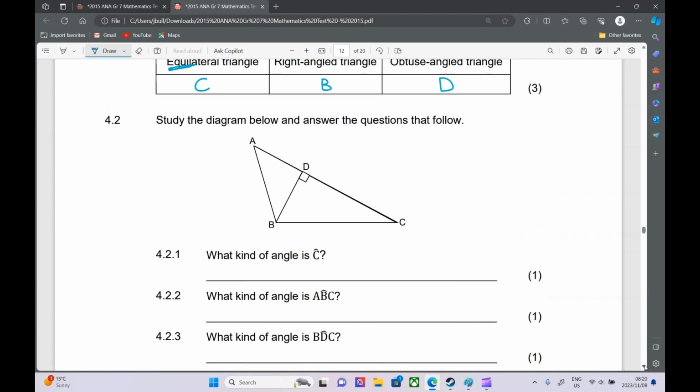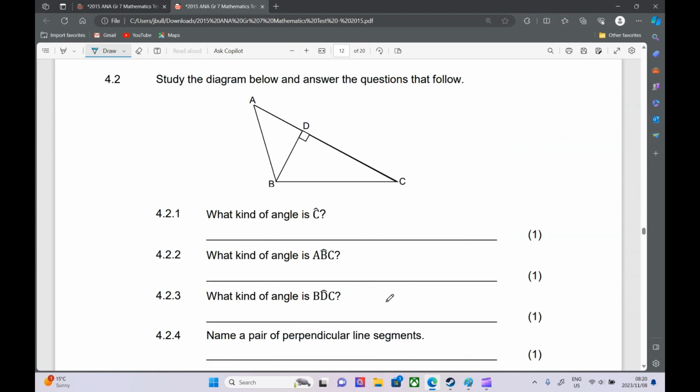Okay, study the diagram below and answer the questions that follow. What kind of angle is C? C, we can see, is quite a small angle in there. If it's a small angle, it would be acute, because you would say, oh, it's really cute, it's really small. It's acute.